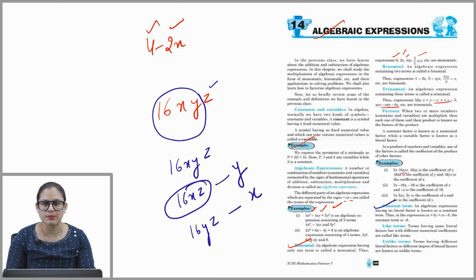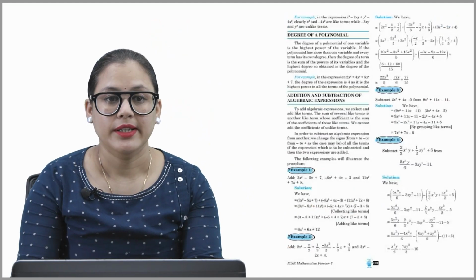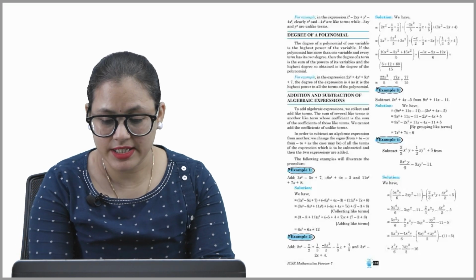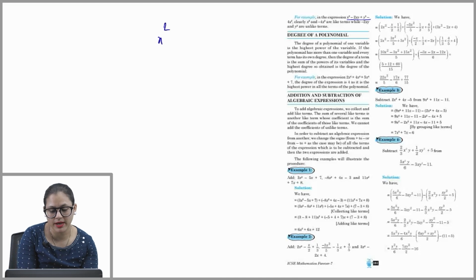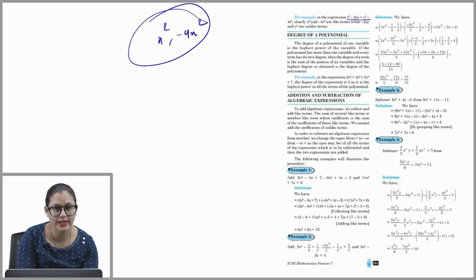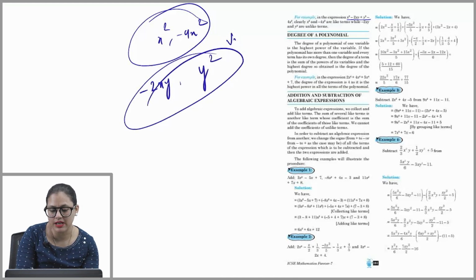Constant term. An algebraic expression having no literal factor is known as a constant term. Thus, in the expression ax + by + cz − 8, the constant term is what? Minus 8. Like terms. Terms having same literal factors but with different numerical coefficient are called like terms. Unlike terms. Terms having different literal factors or different degree of literal factors are known as unlike terms. For example, in this expression, clearly x² and −4x², these are like terms, while −2xy and y², these are unlike terms, means these terms are not similar, right?